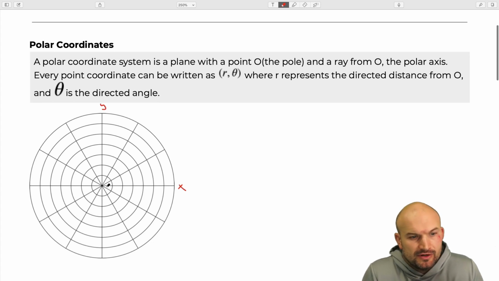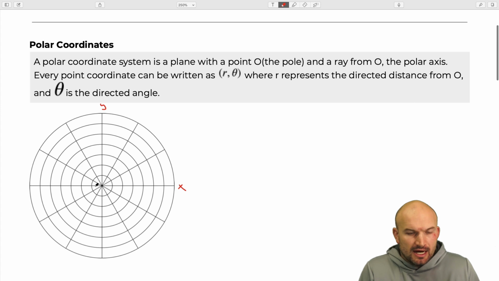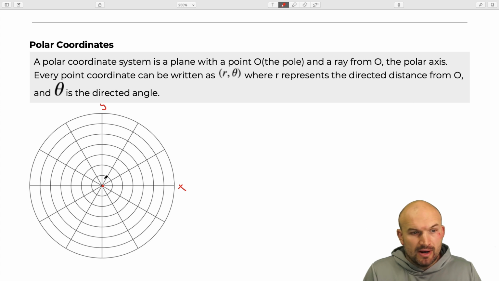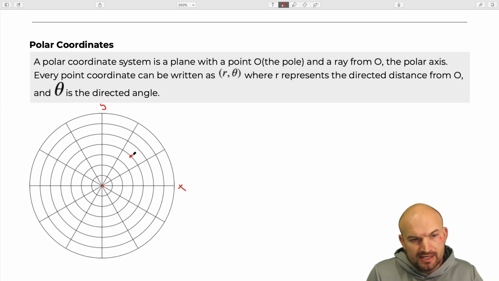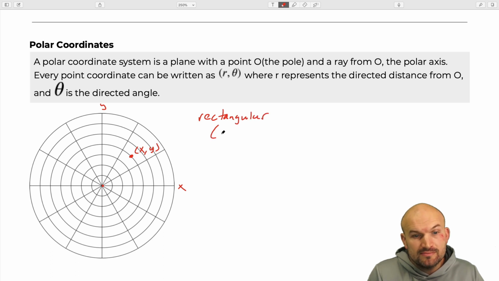And typically if we were going to plot a point, an XY coordinate, what we do is just measure the distance horizontally away from the origin, right? And then vertically away from the origin. And we'd create a nice little coordinate point here like this, right? And this would be what we call XY, okay? So that is what we call our rectangular, and that is what we are familiar with basically up to this point.